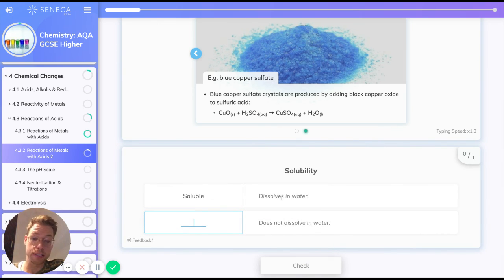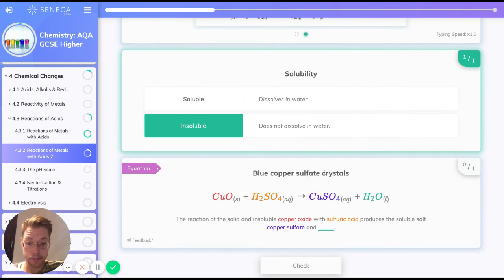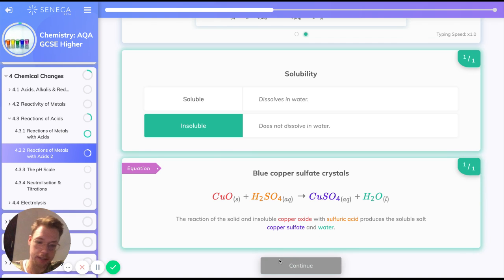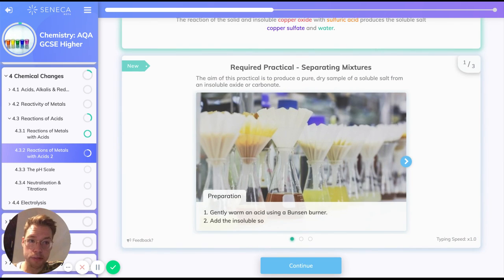So soluble is something that dissolves in water, and insoluble is something that does not dissolve in water. So that's the key difference of what we've talked through so far. And just to consolidate, if we react copper oxide with sulfuric acid, we make a salt, copper sulfate, and water also. Okay, so chemistry, no surprises.